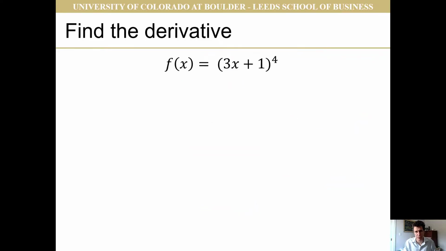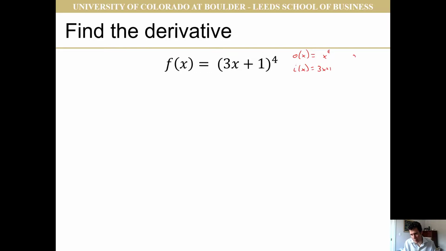All right, some more derivatives. (3x plus 1) to the fourth. I'm using f of x over here, so I probably shouldn't use it again. So I'm going to call them inner and outer. Let's call the outer function x to the fourth. The inner function is 3x plus 1.